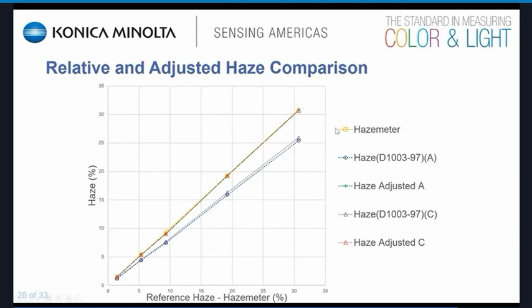So if a trend line follows this yellow line closely, then we're in very close agreement with the haze meter. And as you can see, the blue and purple lines are the raw haze data that comes from the spectrophotometers for the A and C illuminants. And then we have the green and red lines, which are our corrected or adjusted haze measurements that simply take the raw haze and multiply it by our adjustment factors. And you can see they're in very nice agreement.